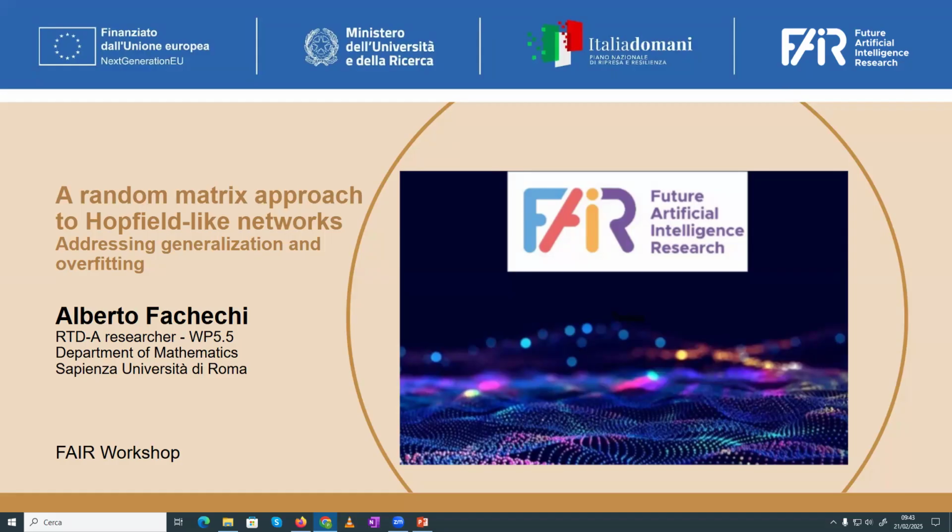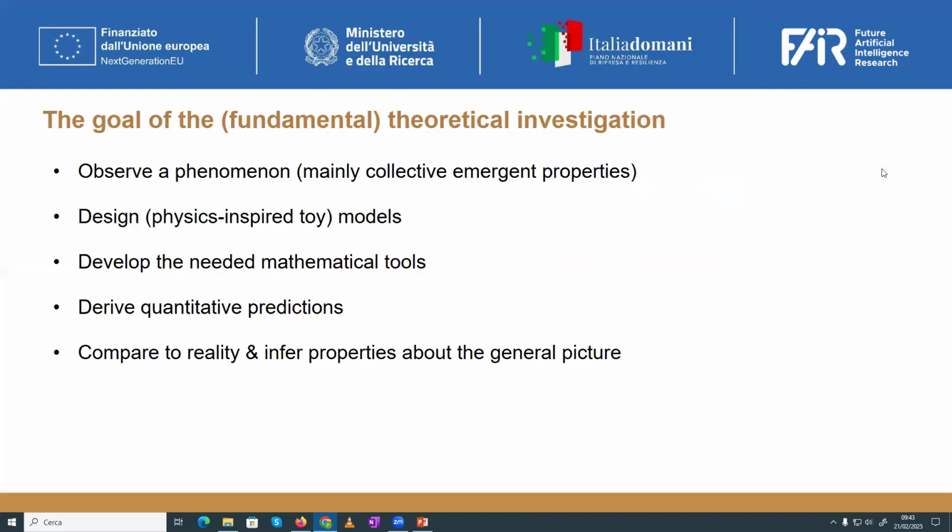The first point is that we analyze these models by a random matrix approach. So random matrix theory is a beautiful branch of mathematics, and there is a lot of interesting stuff in that. But it can also be used to analyze generalization capabilities of these models when dealing with data instead of memories.